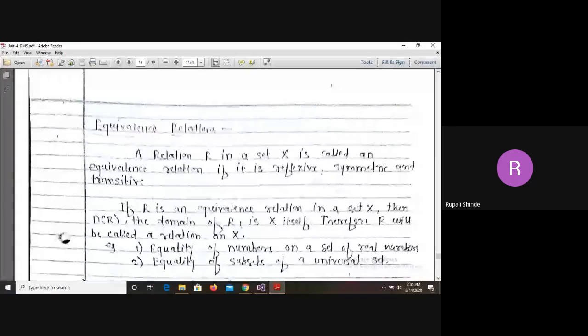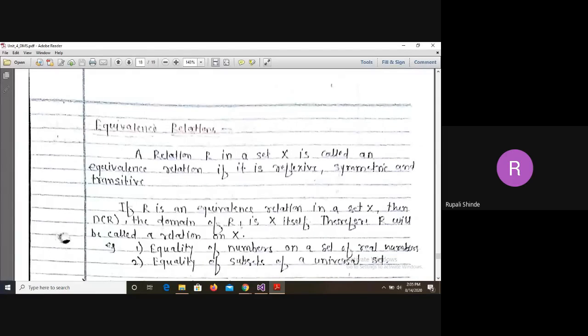So the next point we have to see is equivalence relation. The definition for equivalence relation is given here. A relation R on set X is called an equivalence relation if it is reflexive, symmetric, and transitive. That means if it is satisfying the reflexive, symmetric, and transitive properties, that is RST, then only that relation is called an equivalence relation.